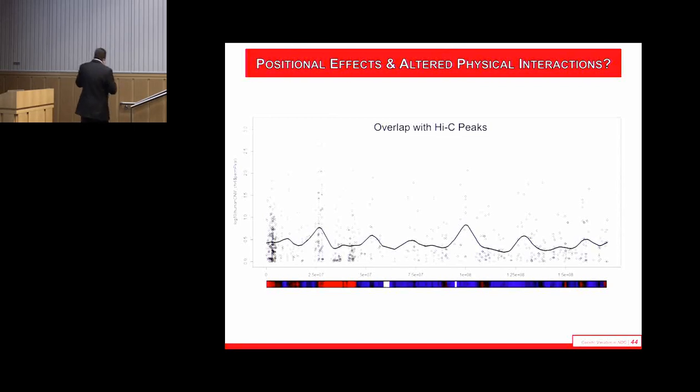So these data suggest, and there's a lot more work to be done here at much higher resolution, that perhaps the gain or loss of the region actually leads to a shift in the positioning of the chromosomes and could lead to physical positional effects both in cis and in trans.